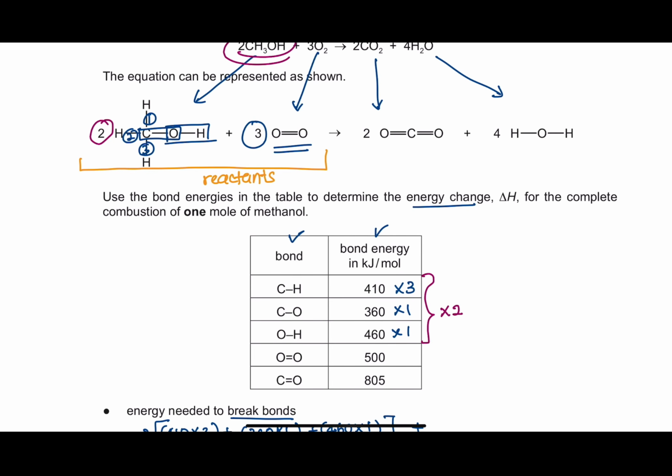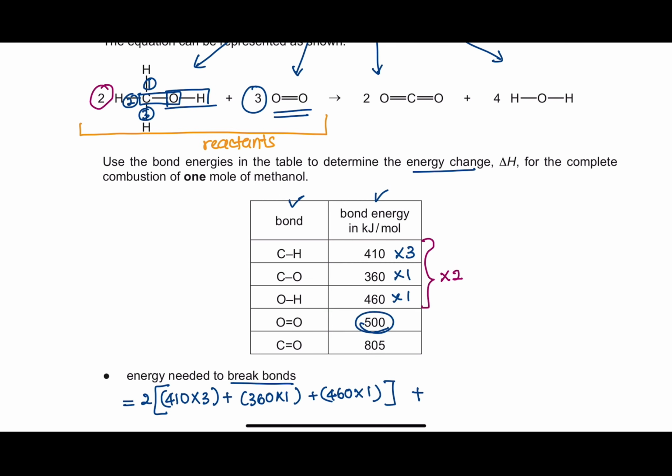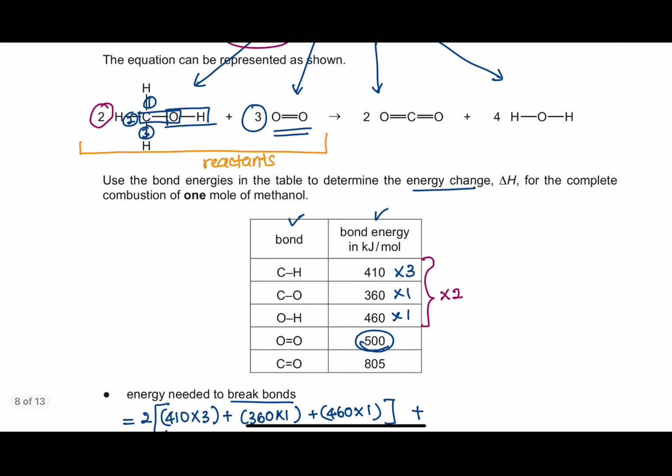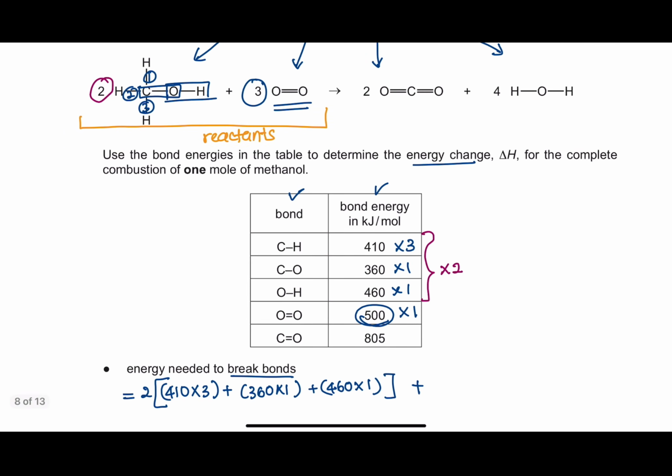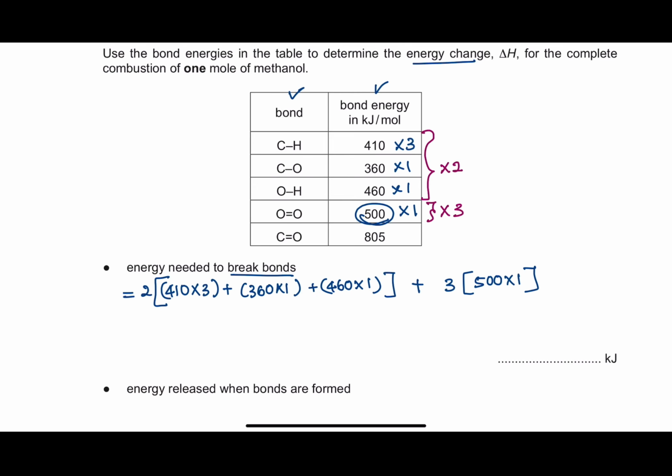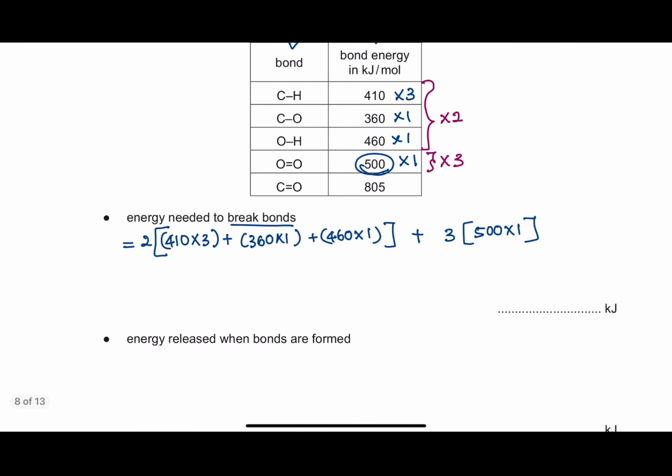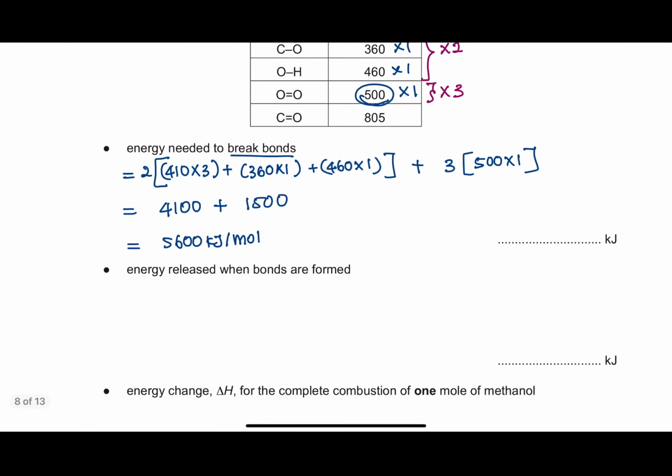So oxygen has a double bond. This means that you have got 500 over here. There's only one double bond of oxygen present here. However, there are 3 molecules of oxygen, meaning that you have to multiply this by 3. So this would be for your oxygen. If you add up everything, you would be able to get an energy of 5,600 kilojoule per mole.